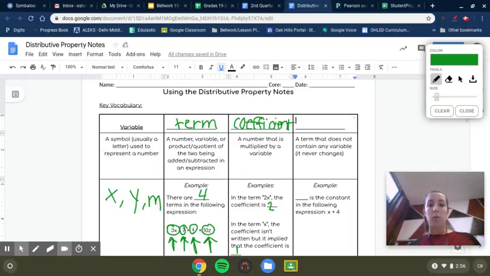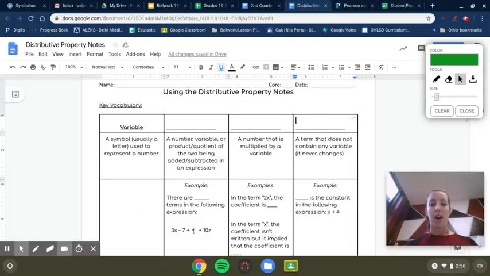Okay, and then our last one is called the constant. This is a term that does not contain any variable at all, and it never changes. An example of a constant: it says blank is the constant in the following expression. Well, here we have a coefficient of 1, and the constant is actually going to be a 4. These are the numbers that I say are constantly alone. They don't have any variable with them.